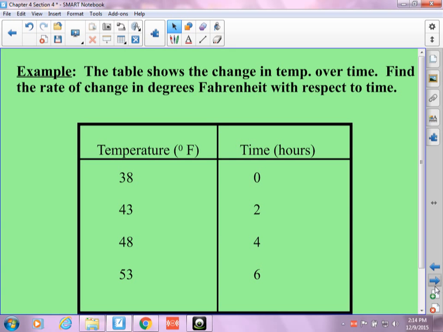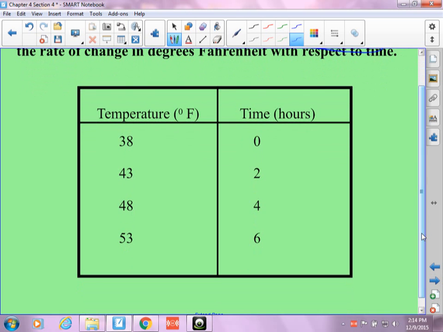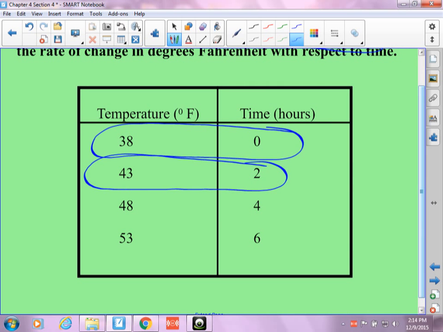So the table shows the change in temperature over what? Over time. This is important. Okay? Find the rate of change in degrees Fahrenheit with respect to time. So what you're going to do is pick 2 sets of information. I'm going to pick this one, and then I'm going to pick this one. I just chose to. You can pick any 2 different sets.